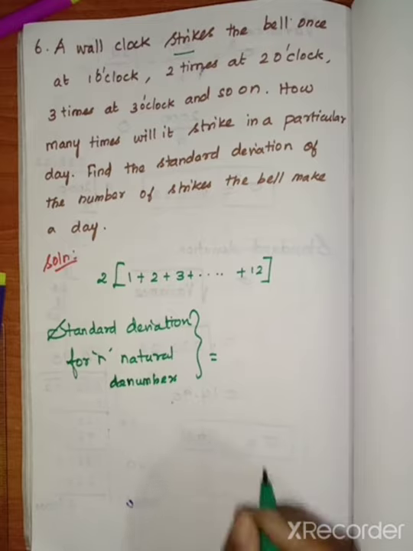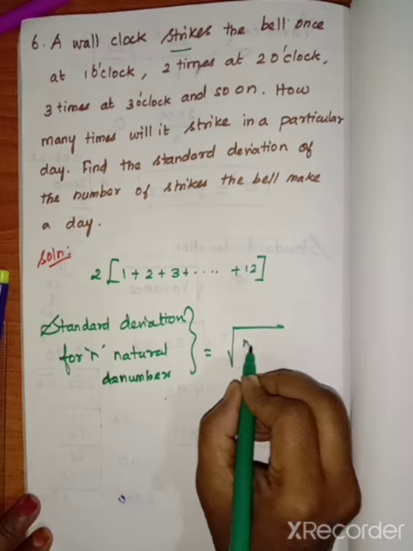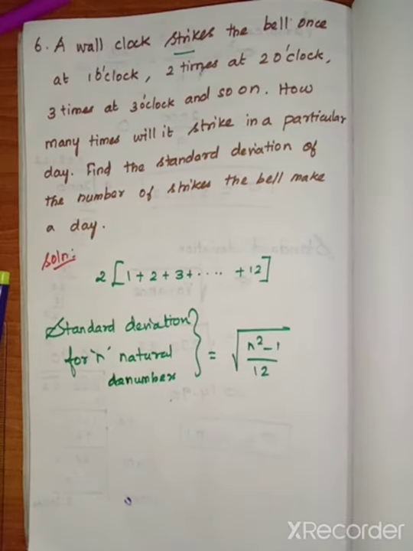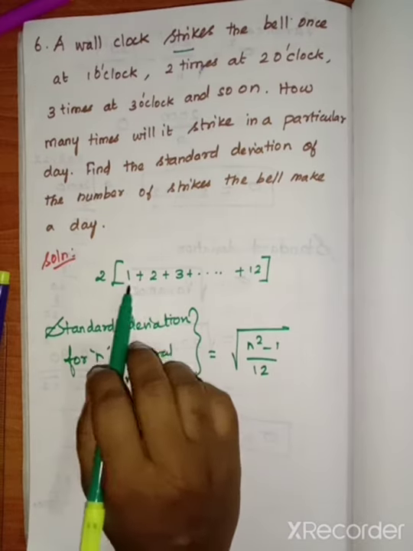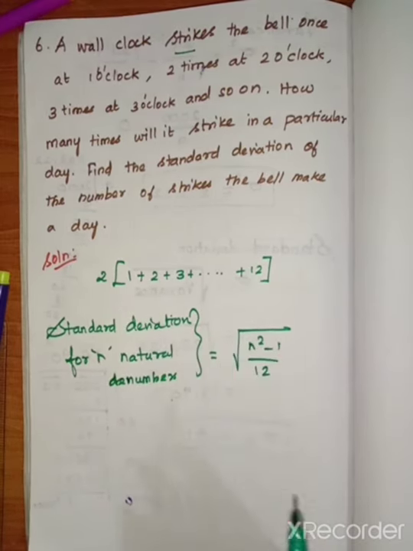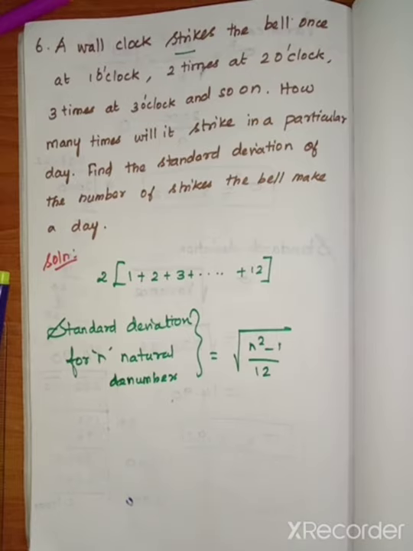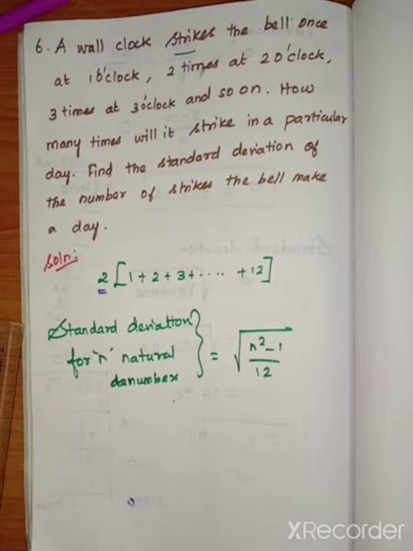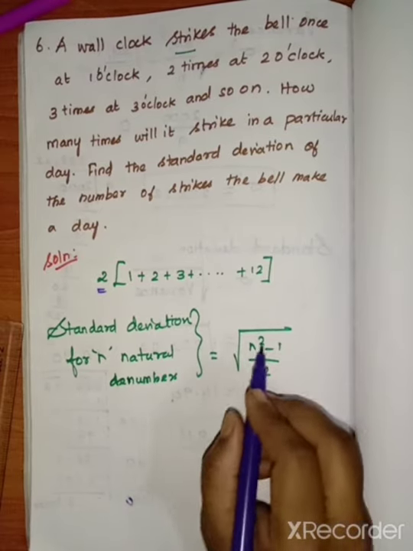So here the formula is root of n square minus 1 divided by 12. See here 1, 2, 3, 4 up to 12. So here n is 12. So we can substitute in the formula. So here 2 times of the natural numbers is there.